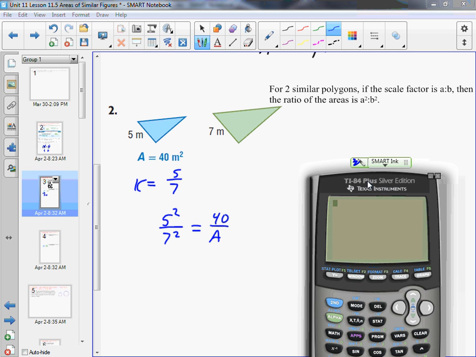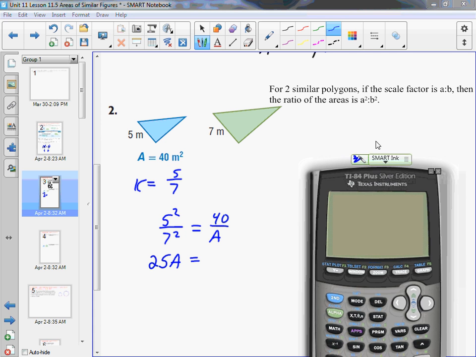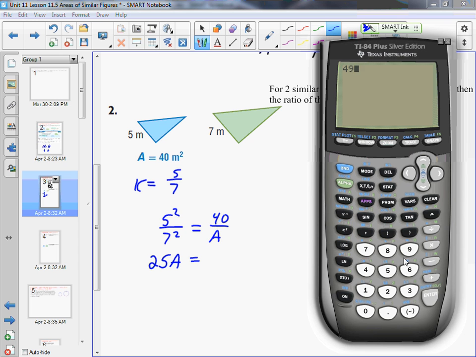All right? Well, we know that 5 squared is 25. So that'll be 25A equals. And I know that 7 squared is 49. So 49 times 40, I get 1,960. Then I divide both sides by 25. And I get 78.4, and what's the unit? Meter squared. Okay, any questions?